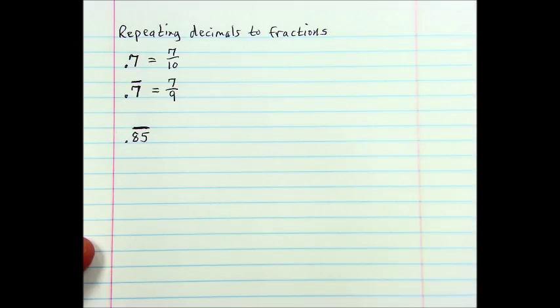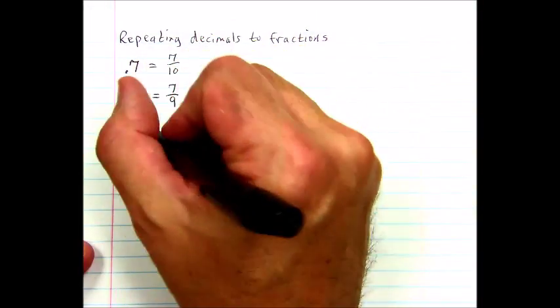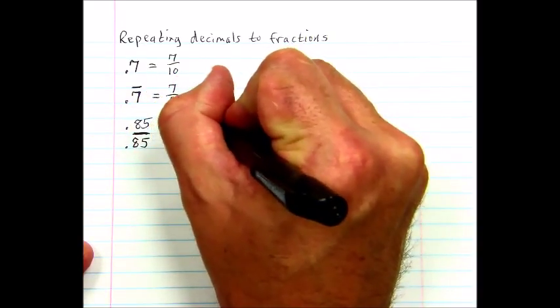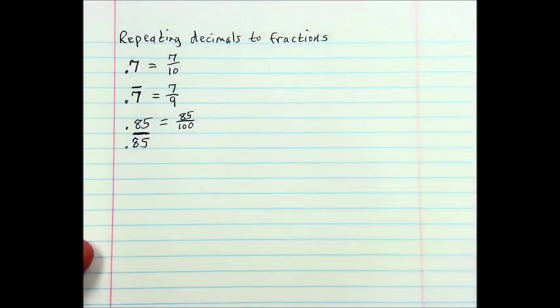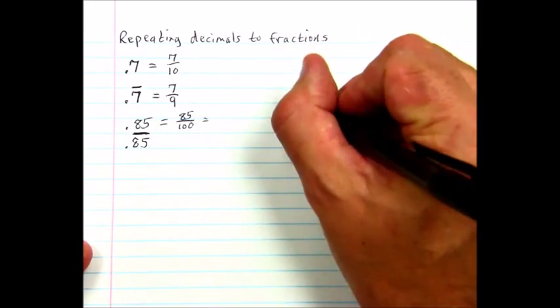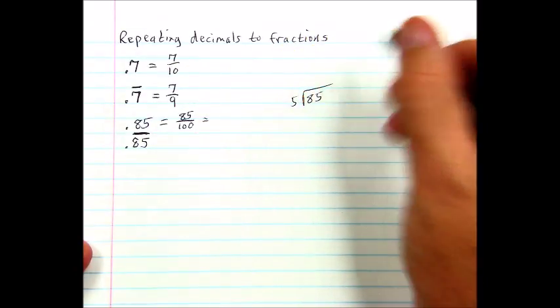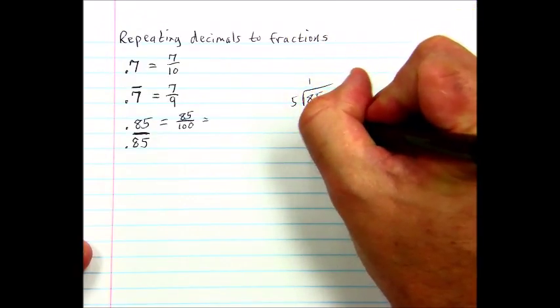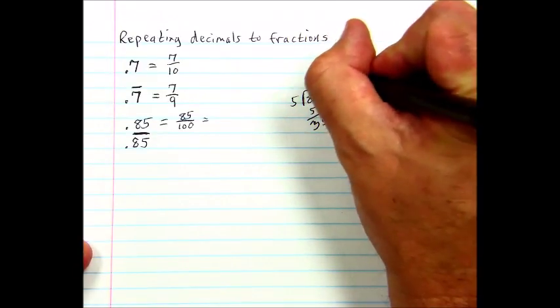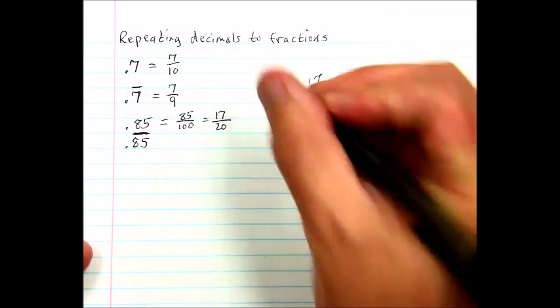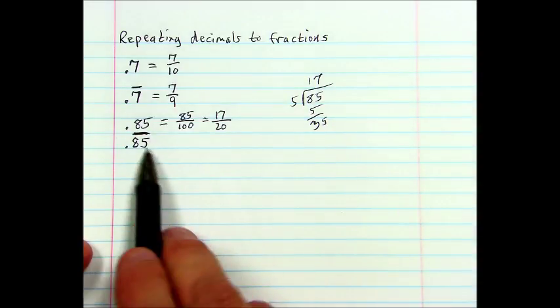0.85 repeating. I should have done 0.85 not repeating first. Let's do that one first. Not repeating is 85 hundredths. 5 goes into both. So you take 5 into 85, it goes 17. 5 into 100 is 20. You reduce that to 17 over 20.